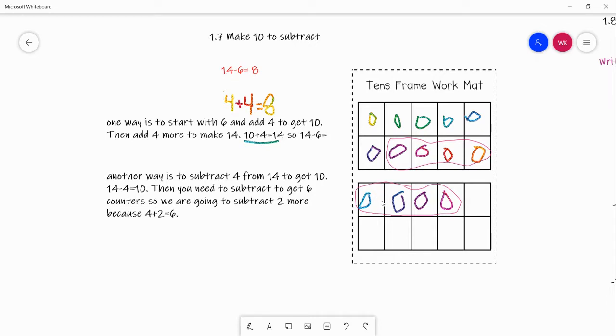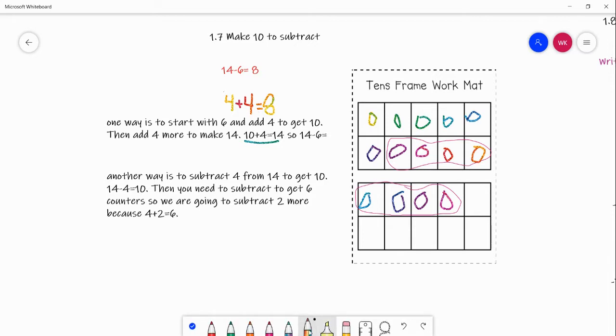Then we need to get to the number 14 because that is also one of our add-ins. So we needed to add 4 more because we already had 10, and 4 more than 10 is 14. 10 plus 4 is 14. So now we have 2 sets of 4. And now we're going to do 4 plus 4 equals 8. So we have 1, 2, 3, 4, 5, 6, 7, 8. So then we know that 14 minus 6 equals 8.